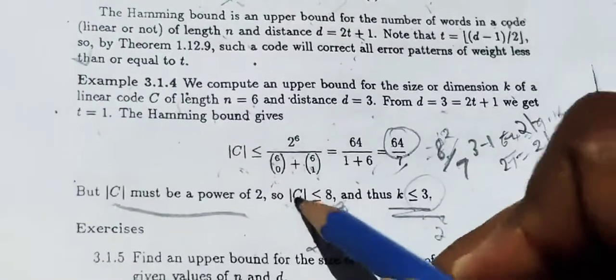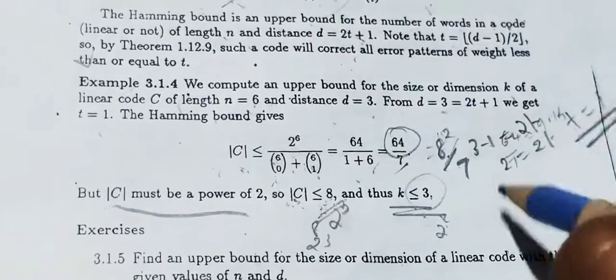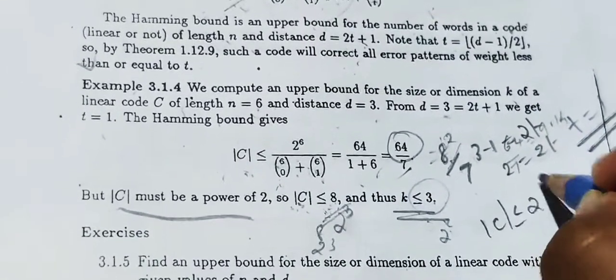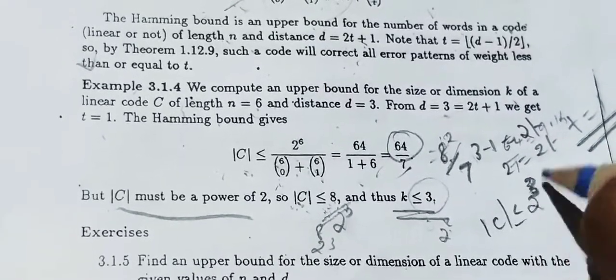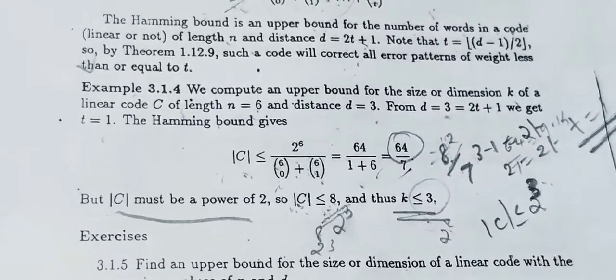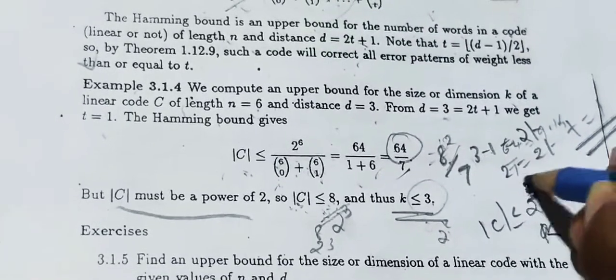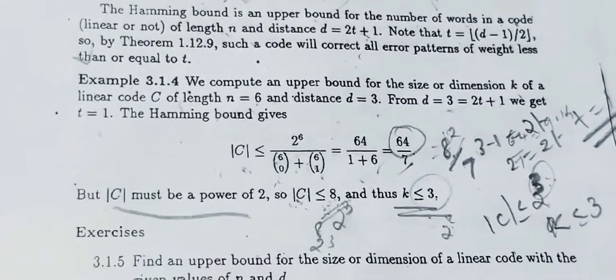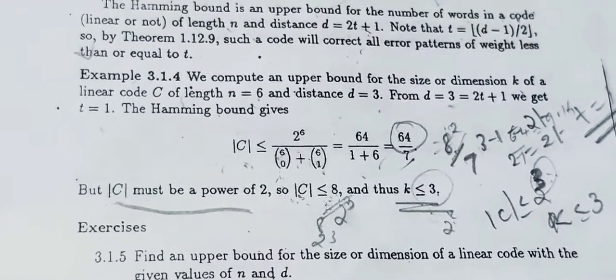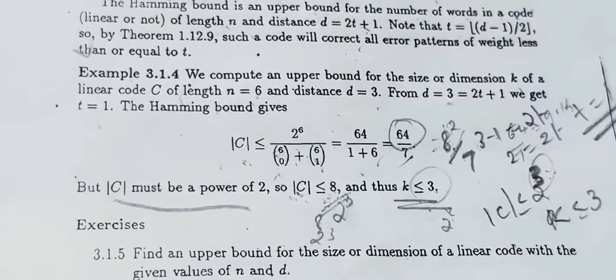So the Hamming bound of C is less than or equal to 8. So that means the Hamming bound of C is less than or equal to 2 cube. Clear? So if it is 2 cube, then K, what will K be? This one. 2 cube means K is less than or equal to 3, which means what? Its dimension 2 raised to 3 elements is what we get there.